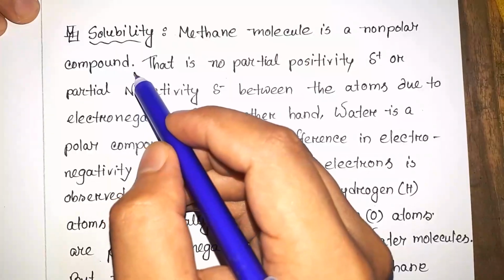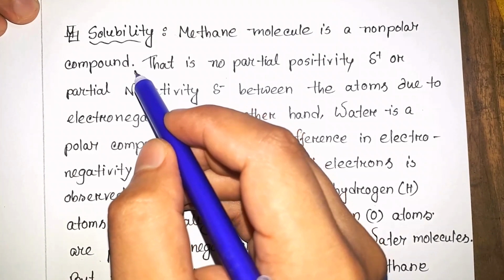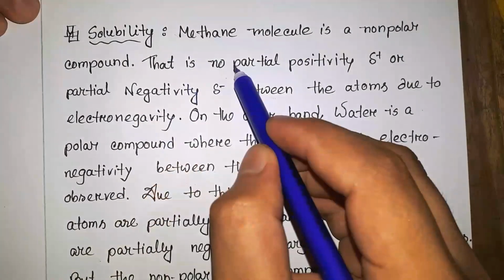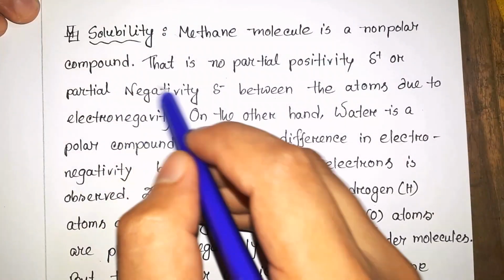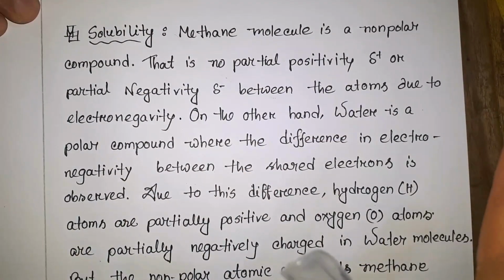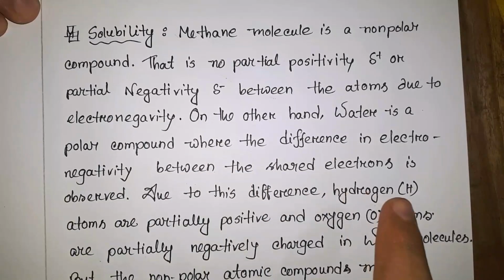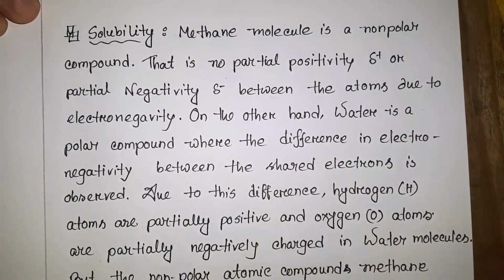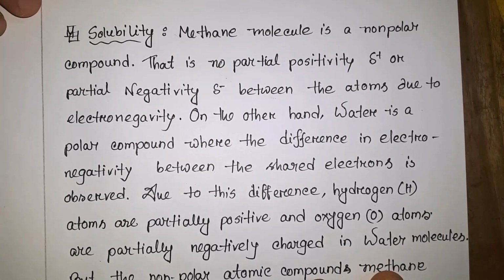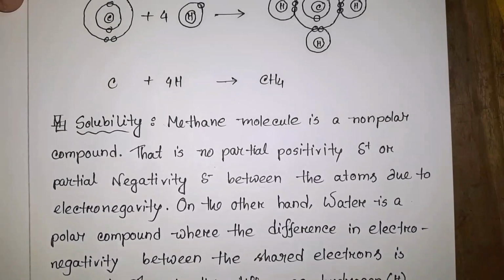Now we will discuss the solubility of the covalent compound methane. The methane molecule is a nonpolar compound. There is no partial positive sigma plus or partial negative charge between the atoms due to electronegativity formed here. On the other hand, water is a polar compound where a difference in electronegativity of the shared electrons is observed. What is electronegativity? Electronegativity means the attraction to the shared electrons.